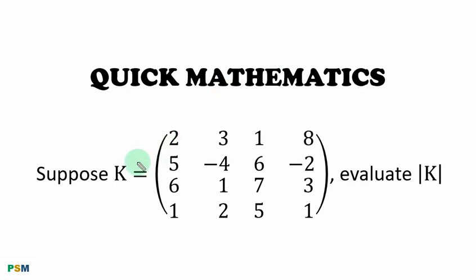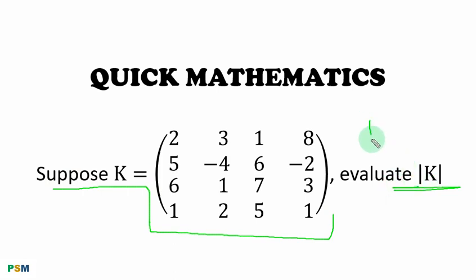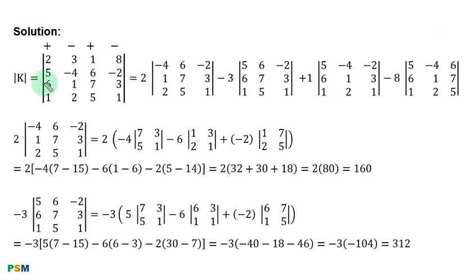The problem is, suppose K is equal to this 4 by 4 matrix. Evaluate the determinant of K. So this is the symbol for determinant. Let us take the quick solution. Solution: we have the given 4 by 4 matrix.